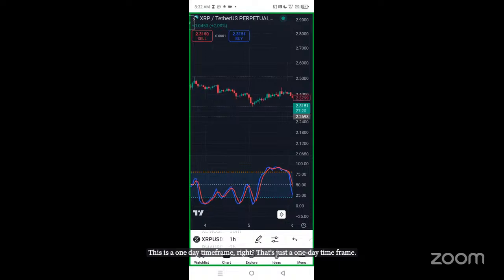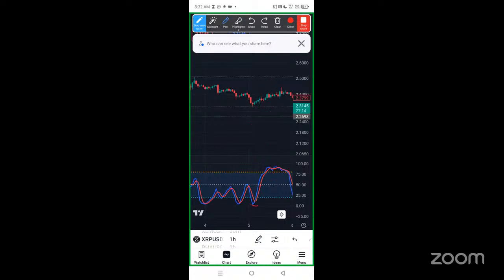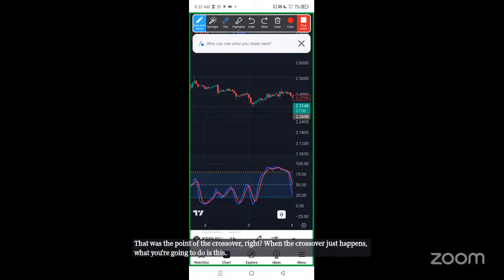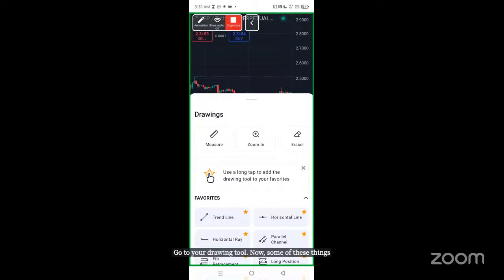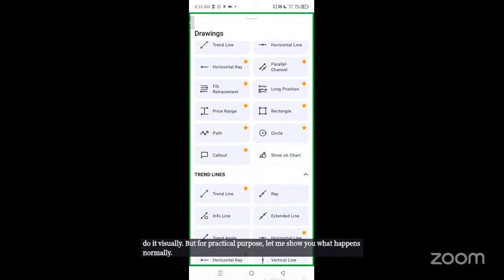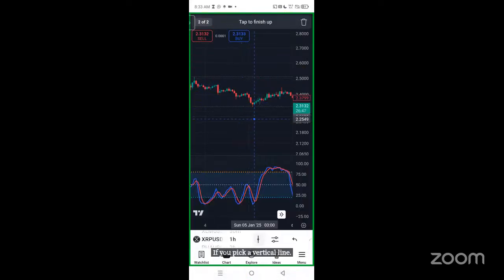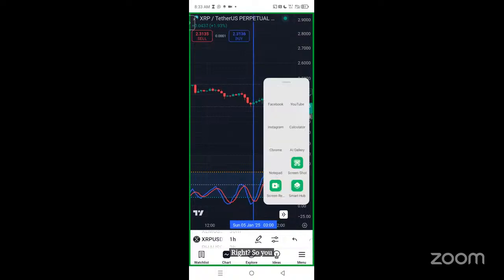Now, at this point of a crossover, this is the point of a crossover. Let's assume we came close, we identified this part. That was the point of the crossover, right? When the crossover just happens, what you're going to do is this. Go to your drawing tool. Some of these things you can do visually, but for practical purposes, let me show you what happens normally. If you pick a vertical line, put it exactly at that point of a crossover, right? You realize that it has touched the other candle, the green candle there.